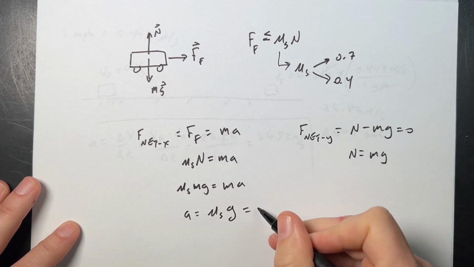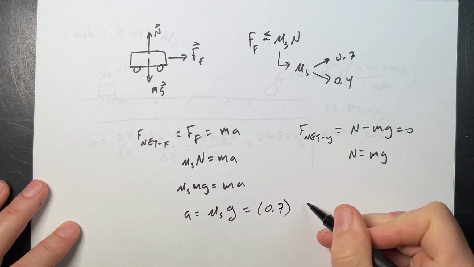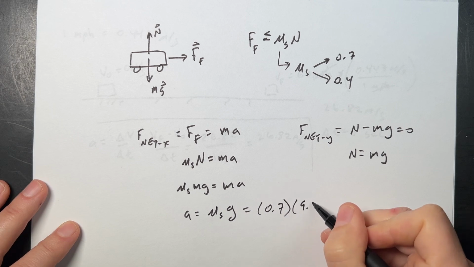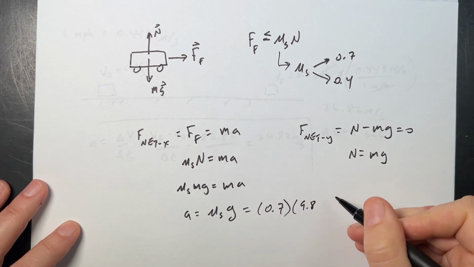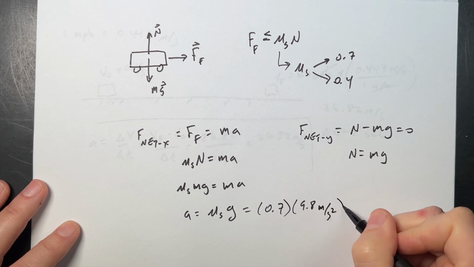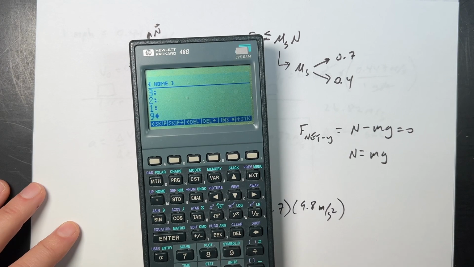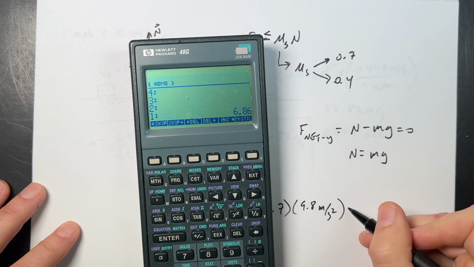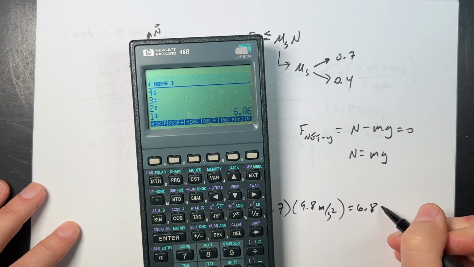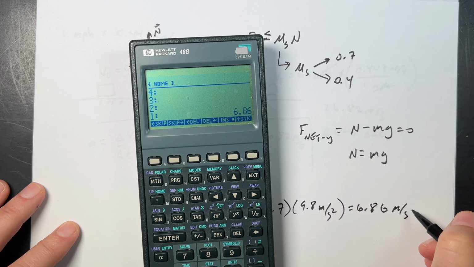So let's just put that in as 0.7 times g, which is 9.8 newtons per kilogram, the same thing as meters per second squared. And mu s has no units. So if I do 9.8 times 0.7, I get 6.86 meters per second squared.